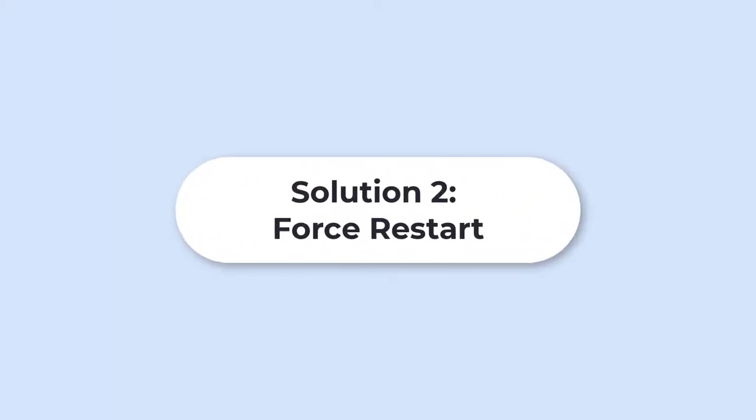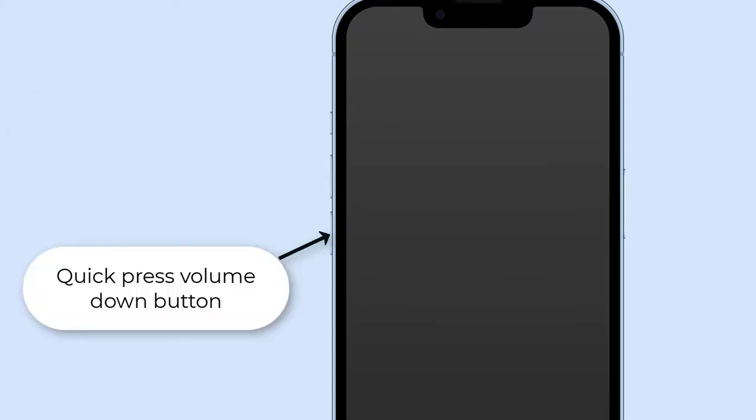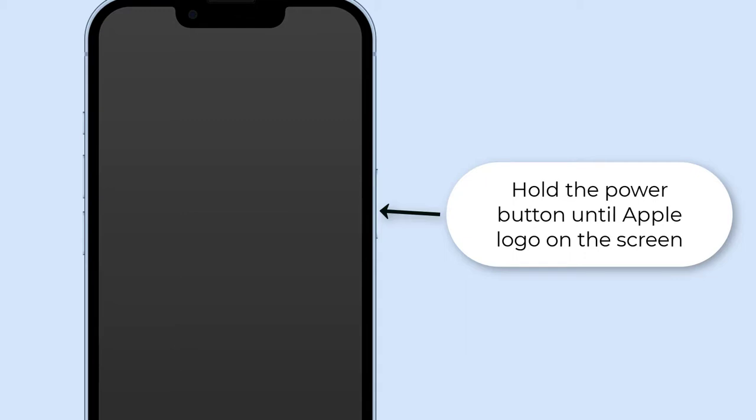Solution 2. Force restart. If you want to hard reset your iPhone, you need to quickly press the volume up button and quickly press the volume down button. Then hold the power button until you see the Apple logo on the screen.